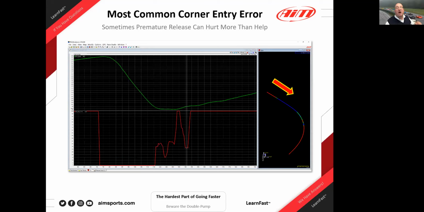The most common corner entry error is that most people apply the brakes too soon and they finish applying the brakes too soon. And they feel like they have to go automatically back to power, and beware the double pump. What was it, David Free? The throttle dance. This is really a beautiful example of that. Here we actually have a heat map of throttle position. Sometimes premature release of the brake can hurt more than help. And that is what I'm going to ask you to think about today. So super, super, super important.